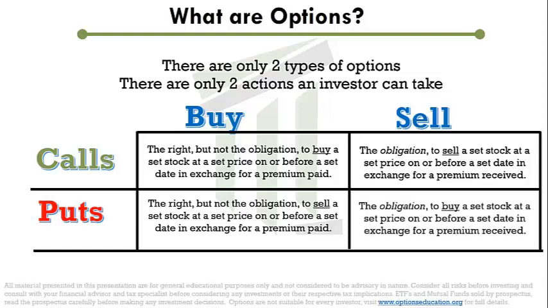The seller of a put also takes on an obligation. However, the put seller has the obligation to buy a set stock at a set price on or before a set date in exchange for a premium received. Once again, the only difference between calls and puts is the buying and the selling. So what does all this mean for an investor? That's a lot of words, but let's break it down.